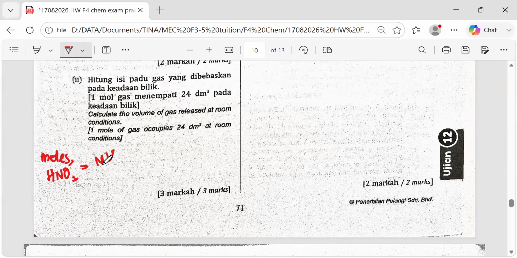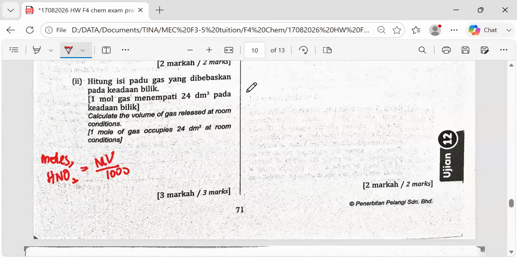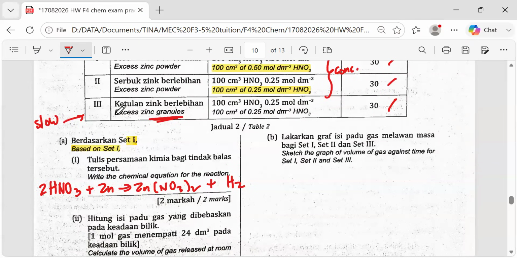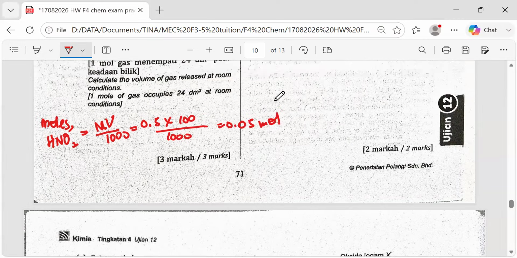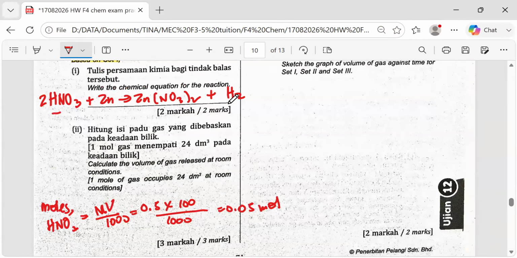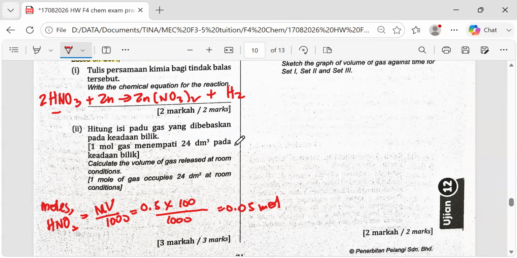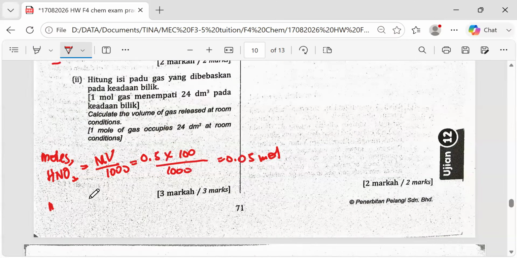Okay, so first we find the moles of nitric acid, mv over 1,000. So m is 0.5 times 100, so you get 0.05 mole. Correct? Okay, look at the ratio. What is the ratio of nitric acid to hydrogen? Same, double, half? Half. Can see or not? So moles of hydrogen is 0.05 divided by 2, 0.025 mole.